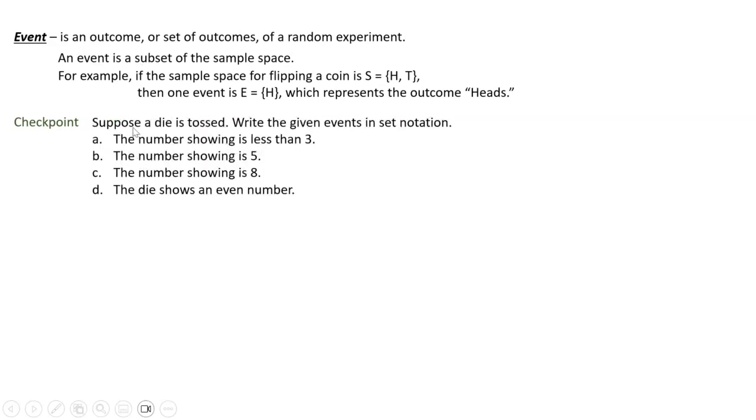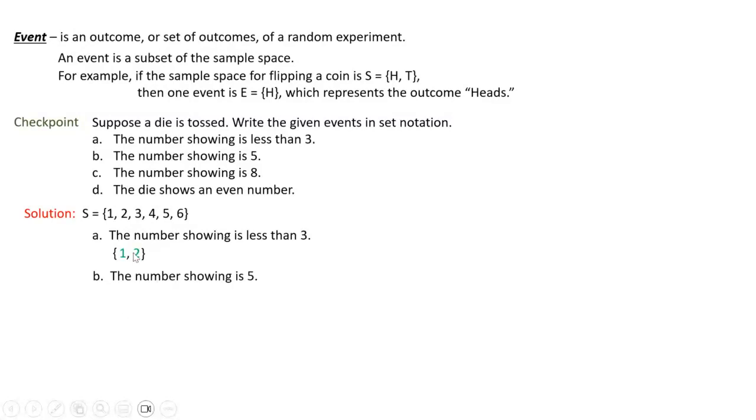Checkpoint. Suppose a die is tossed. Write the given events in notation. A: the number showing is less than 3. This is my sample space, so the event is 1 and 2. The number showing is less than 3, so 1 and 2 is my answer, the set containing the elements 1 and 2. Now let's do B. The number showing is a 5, so it's only 5, the set containing the element 5.